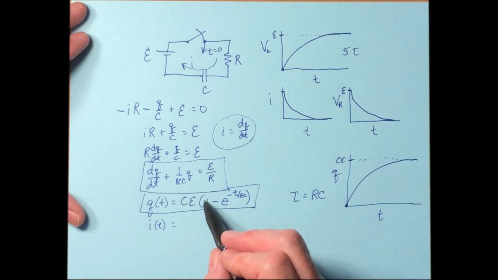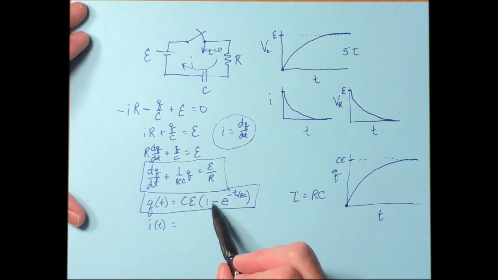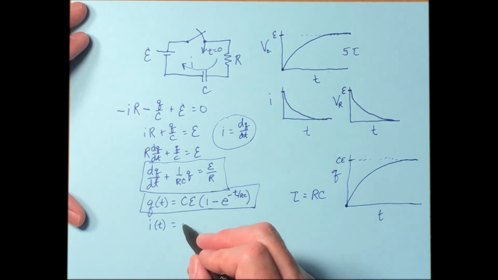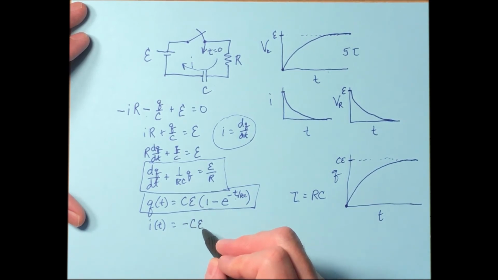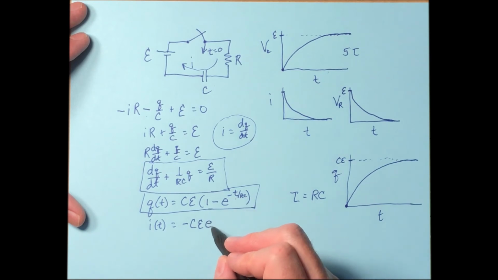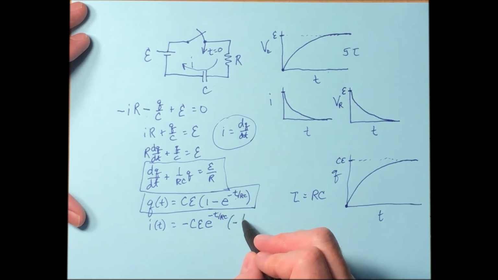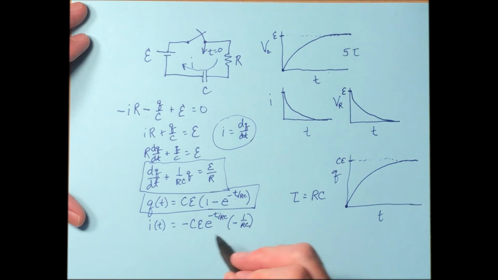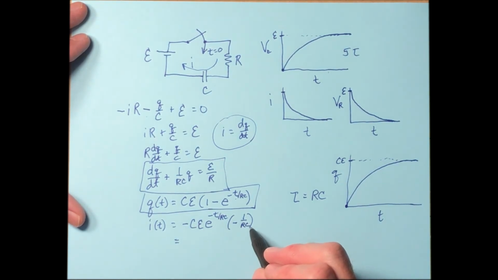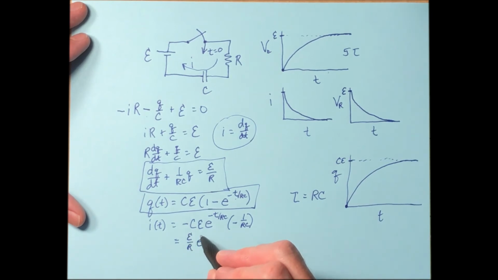This CE times 1, that's a constant, so the derivative of that's easy, that's 0. So I've got this minus CE times the derivative of this, which is e to the negative t over RC, times the derivative of that, which is going to be minus 1 over RC. So the negatives will cancel each other, the C's will cancel each other, and what have I got? I've got E over R, e to the negative t over RC.